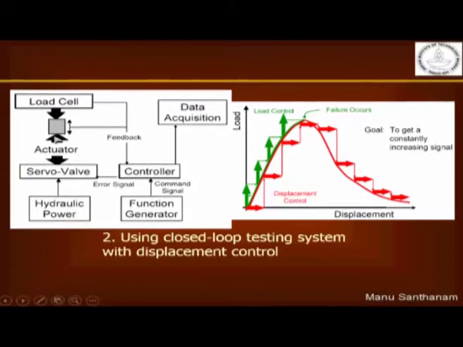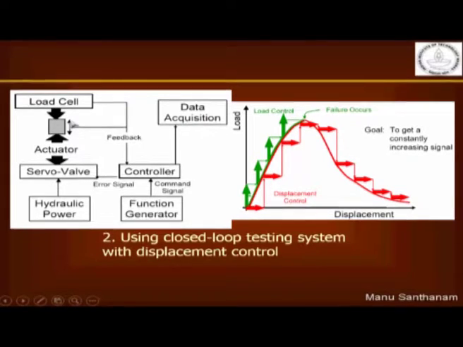So that's your specimen that is being loaded. You're measuring the load using the load cell. You have the actuator, which is actually the piston which is giving the load to the specimen, and the actuator is controlled by what we call a servo valve.